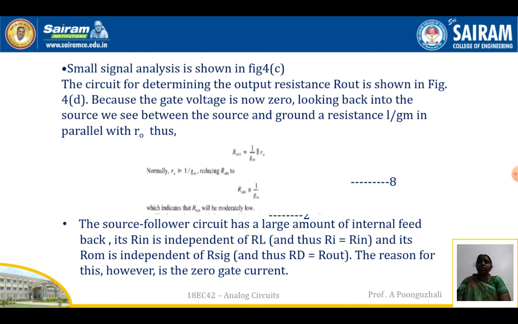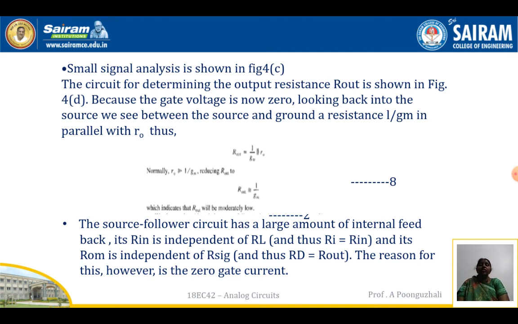So we are going to see that looking back into the source, between the source and the ground there is a resistance 1 by Gm in parallel with R0. Thus, your R out is equal to 1 by Gm parallel R0. So R0 is going to be greater than 1 by Gm, reducing your R out to 1 by Gm, which indicates that R out will be moderately low.